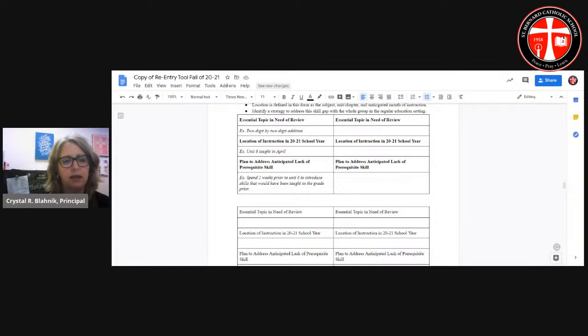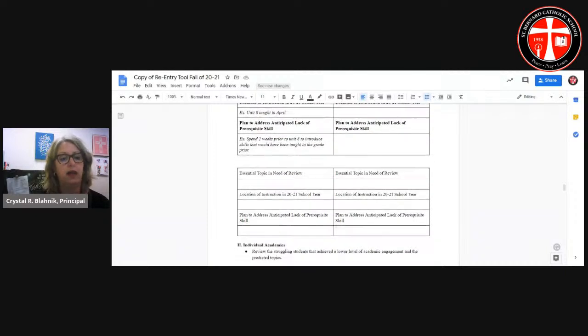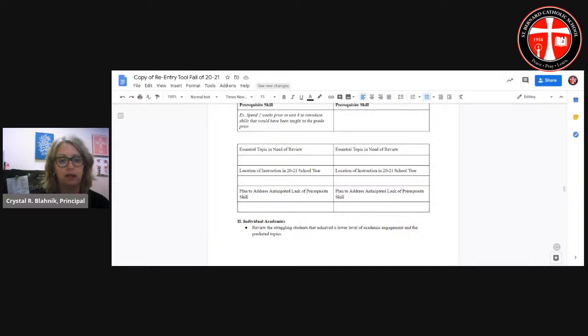Coming up with, just discussing a plan to address anticipated lack of prerequisite skills. Maybe it's something as simple as measurement. And if measurement is the case, then maybe that's not something you want to spend 2 weeks on reviewing before you even get into anything. Maybe that's just something that you guys know as a group of teachers that you're going to have to spend a little extra time on measurement. And maybe that makes sense to fold that into something else as it comes down the pike along the way. So you can have some of those areas that need to be addressed in more than one subject, and it can be more than one essential topic that needs to be addressed as well.